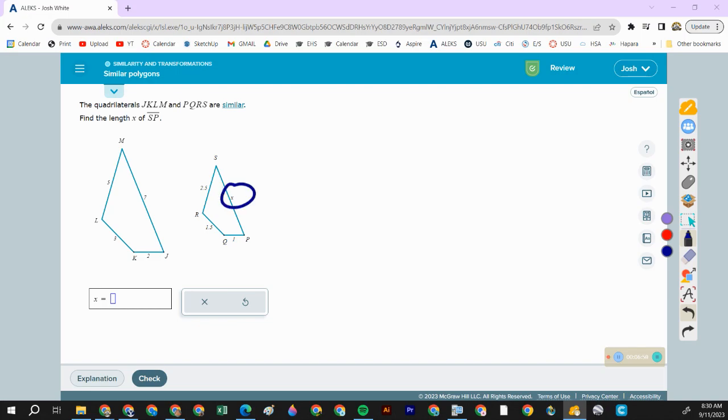So we want this length here, and we just check what is the scale factor. The small one is 2.5, and the large one is 5. They're timesing by 2. And it's probably a good idea to check another one. 1.5 to 3, that would be multiplied by 2. This one, 1 to 2, that would be multiplied by 2. So if I know that the long side is 7, x is going to be 3.5.